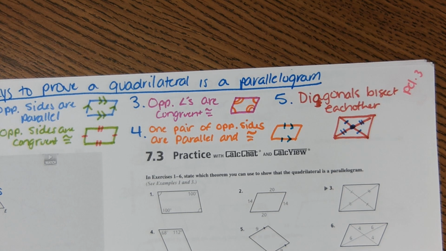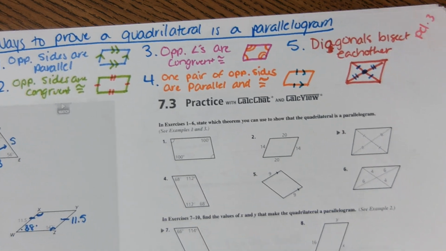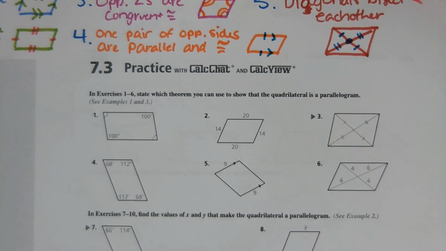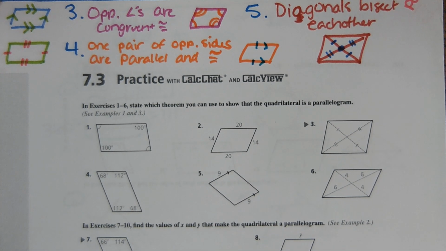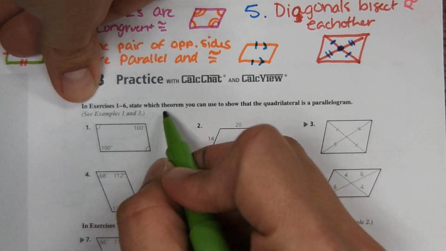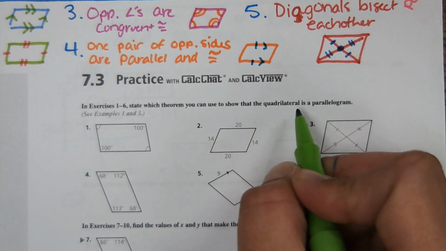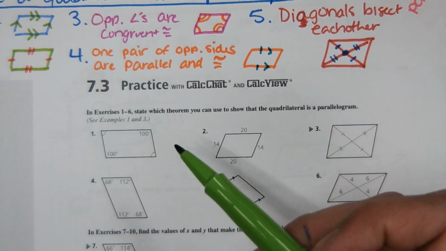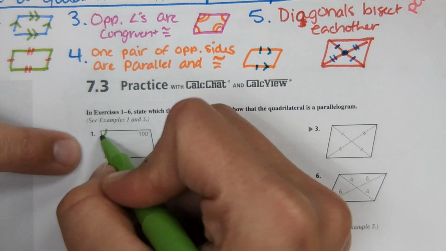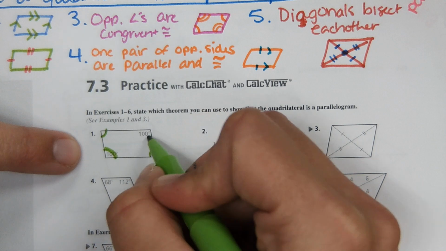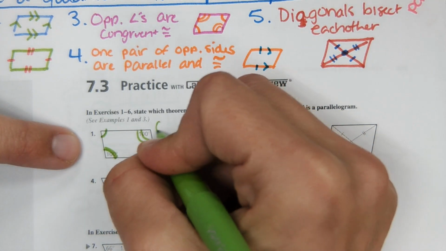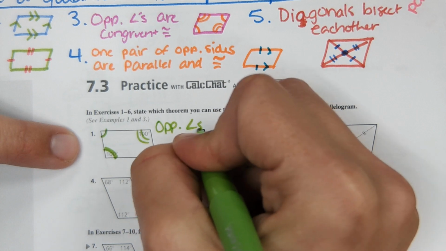So now we're going to use all that to answer our questions here. Zoom in a little bit. Okay, so it says for the first exercise, state which theorem you can use to show that the quadrilateral is a parallelogram. So we're looking for which condition out of these 5 this has. So for number 1, it shows this angle equal to this, and this is the same length as this. So opposite angles are congruent. We're going to abbreviate. Opposite angles congruent.